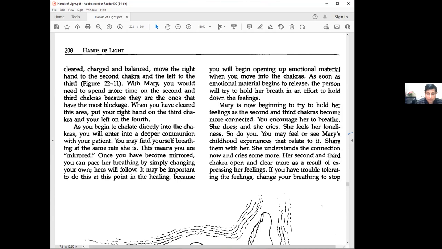So now this is also important, right? In any kind of healing, whatever the block is, if it can come into the awareness of the client, the clearing of that block starts to happen much, much better and much quicker. So this is something that we experience all the time in biofield tuning also. The second and third chakras open and clear more as a result of expressing her feelings. If you have trouble tolerating the feelings, change your breathing to stop.